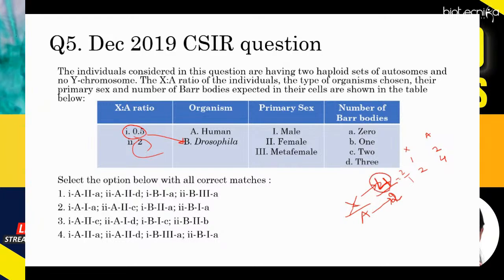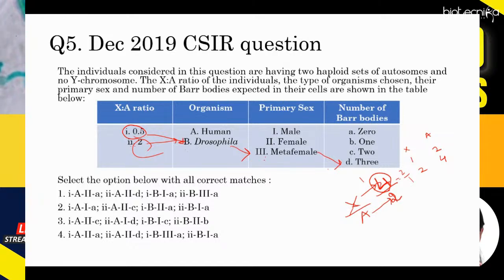And if 4 are there, then out of that, 3 will be bar bodies. Only one X chromosome will be functional. The rest 3 will be bar bodies. So if you are taking Drosophila and the ratio is 2, it is more than 1, so definitely it will be a meta female. So 2 should be B, 3, and in that, 1 will be normal X and 3 will be bar bodies. Okay, so we'll have 2B3D.